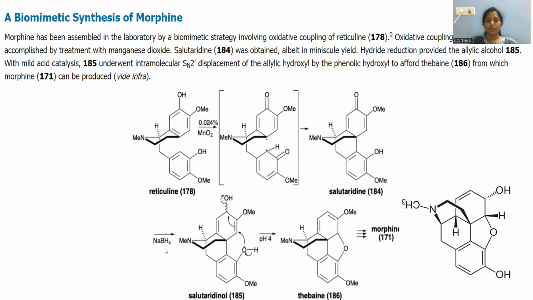Sodium borohydride is a mild reducing agent. The only requirement is the conversion of ketone into hydroxy. The ketone will be converted into a hydroxy compound, which is called salutaridinol. Salutaridinol, right? So this will be obtained. Now it will be treated with another reagent, PH4, phosphorus tetrahydride.